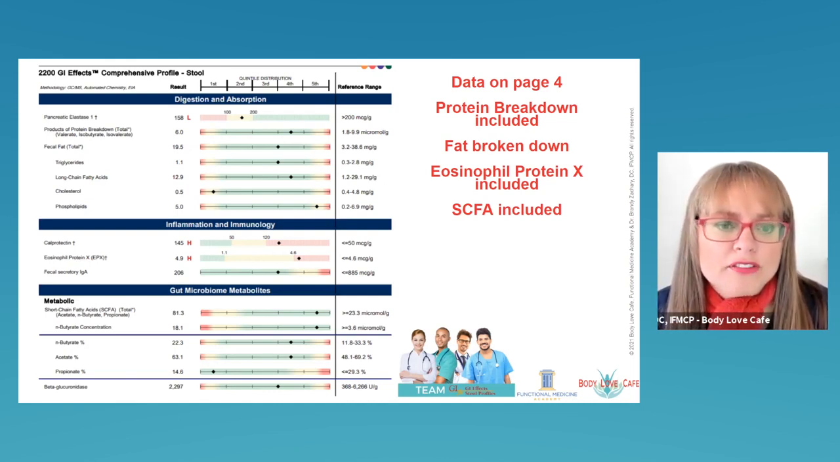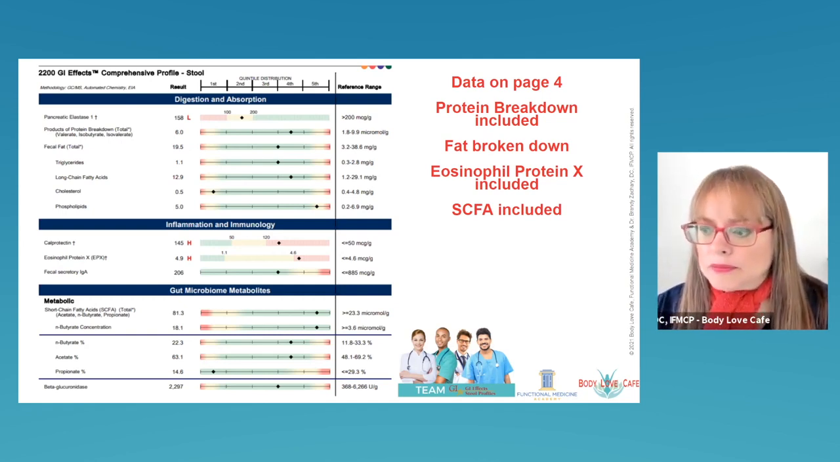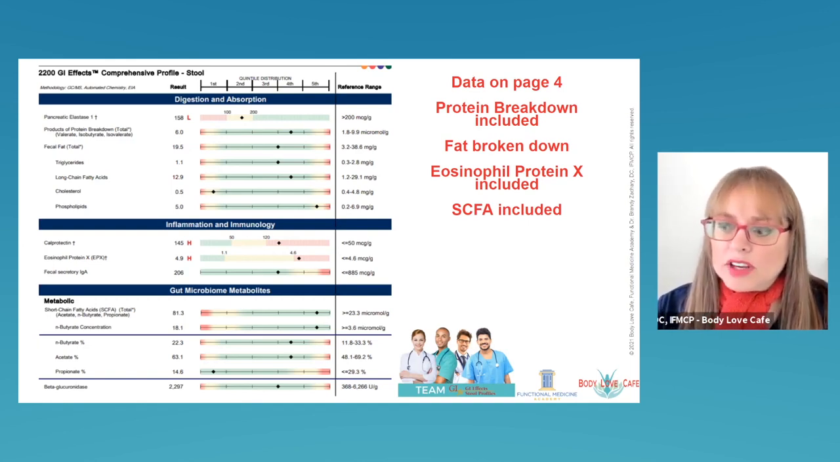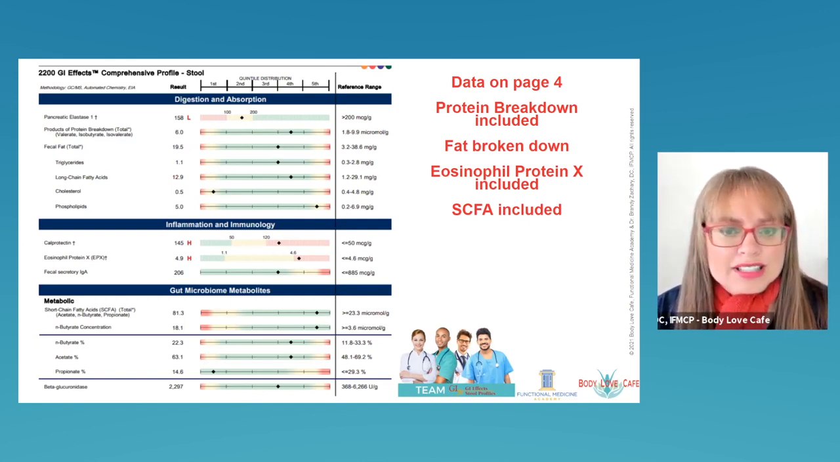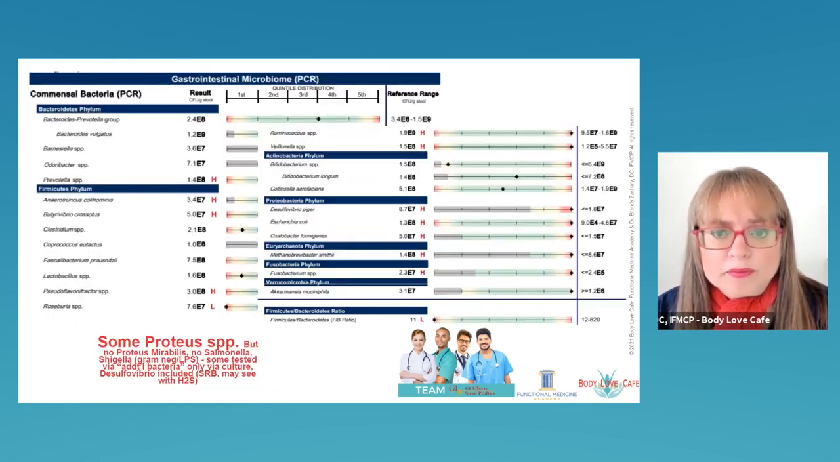Also here, short chain fatty acids are included. So on GI effects, short chain fatty acids are included, and there's a breakdown of it. So that can be very helpful too, to sort of see the intestinal environment and whether there's a need for butyrate supplementation or more fiber.